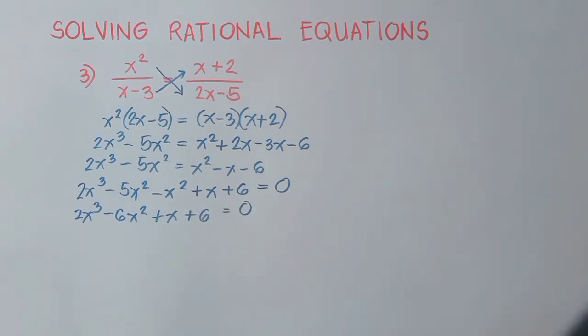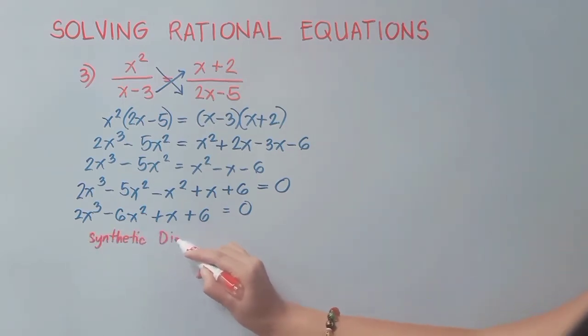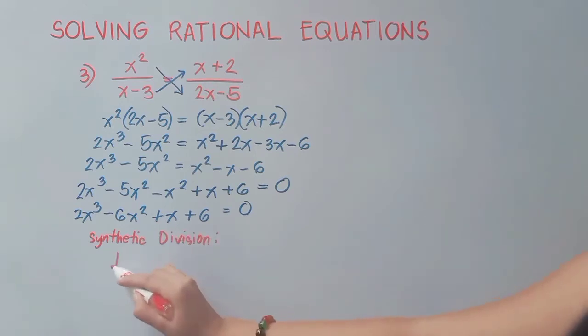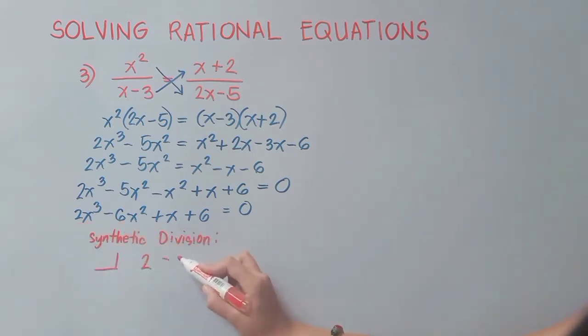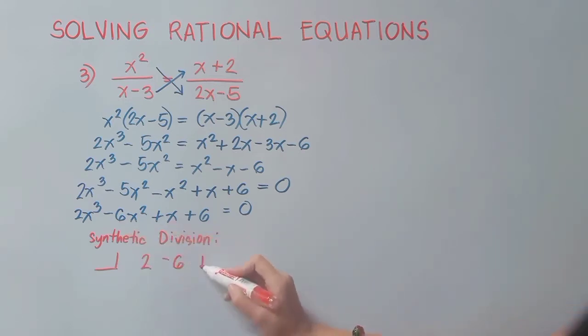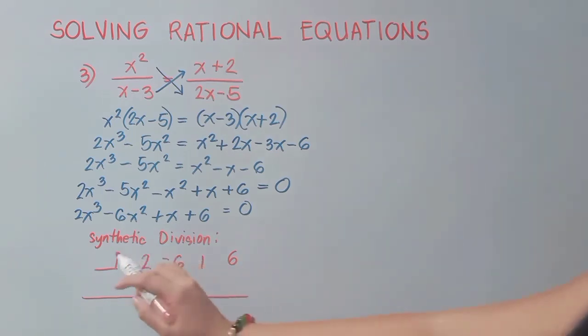We can now proceed to factoring this out by synthetic division or long division. I will be using synthetic division here. We'll write the constants 2, negative 6, 1, and positive 6. Factoring is a trial and error process. So we have to think of a number here, which is a factor of 6. Let us try positive 3.